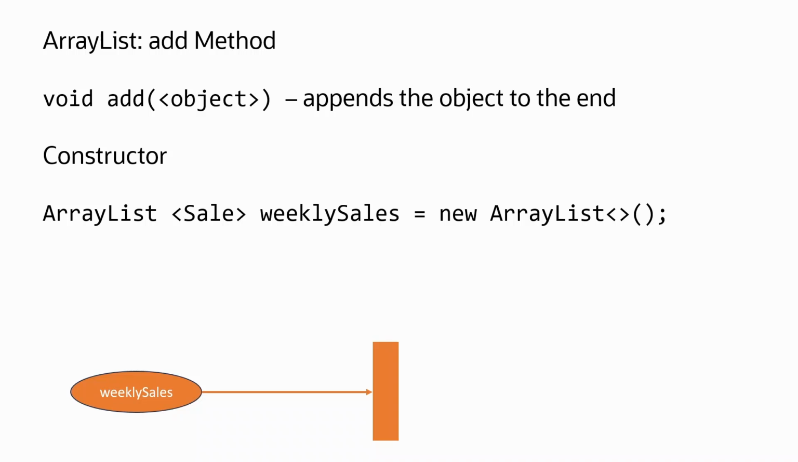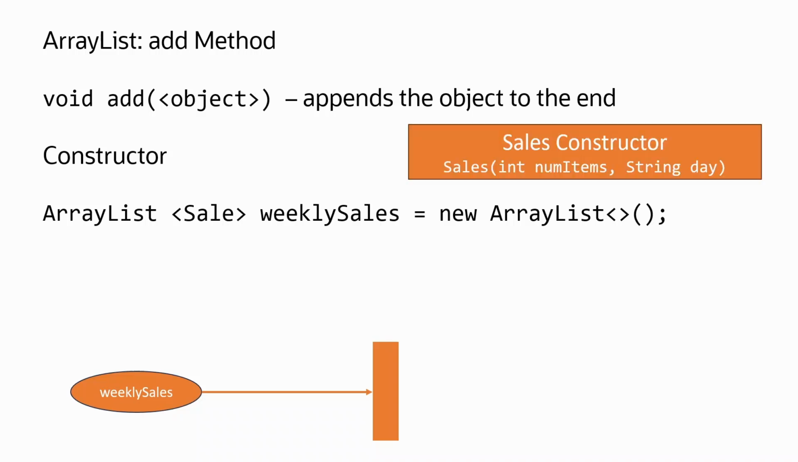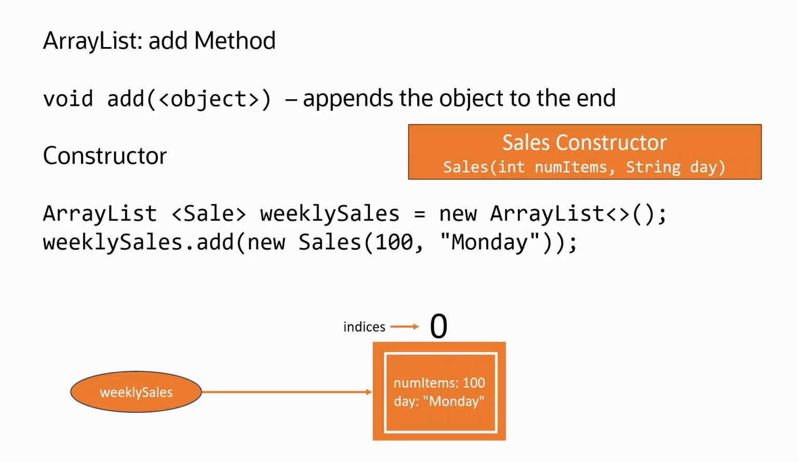First, void add with an object. This will append the value to the end of the array list. So if we have array list sales, weekly sales, we can add new sales objects using the sales constructor to the array list. We can say weekly sales.add and then create a new sales object, in this case, 100 on Monday. That is going to append this sales object to the array list for weekly sales.